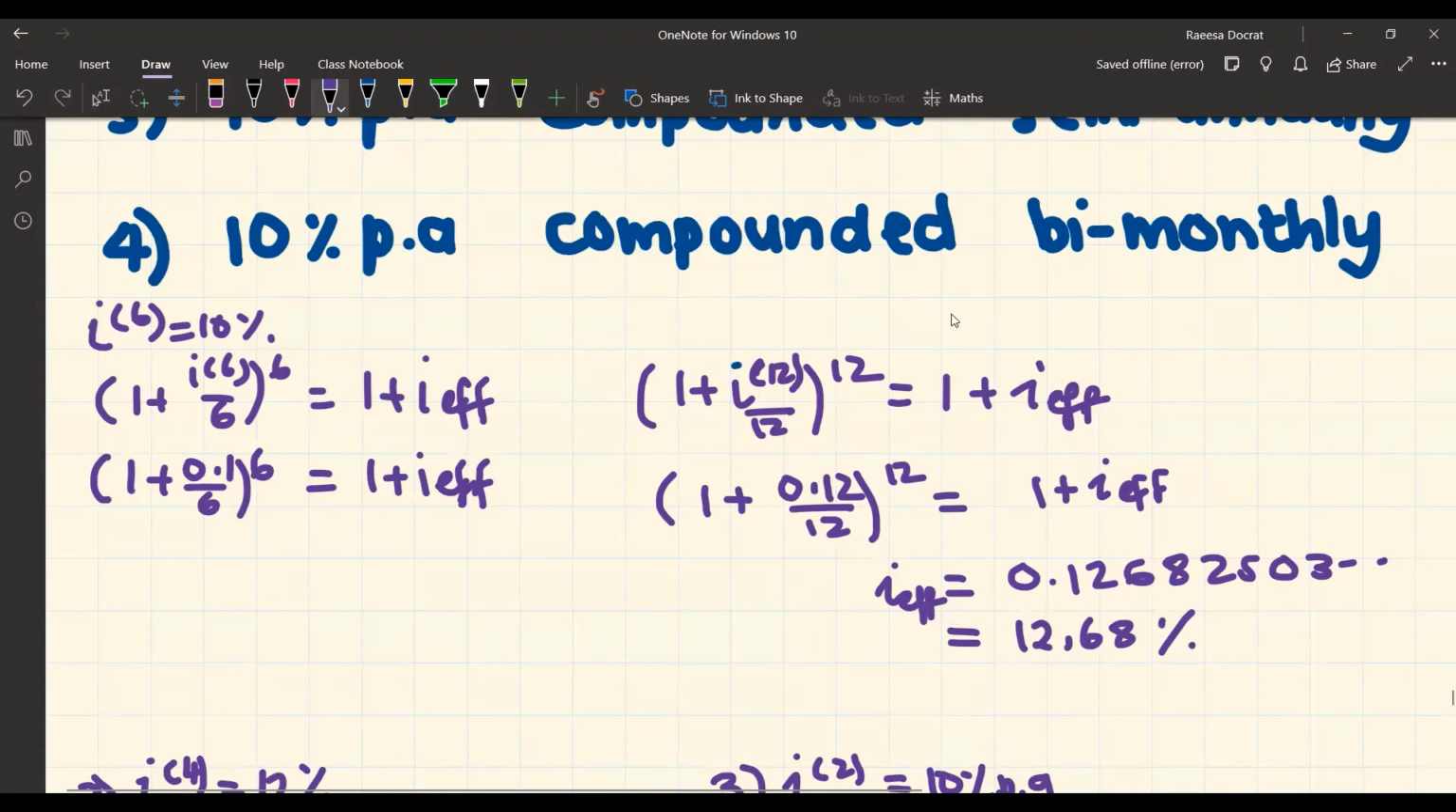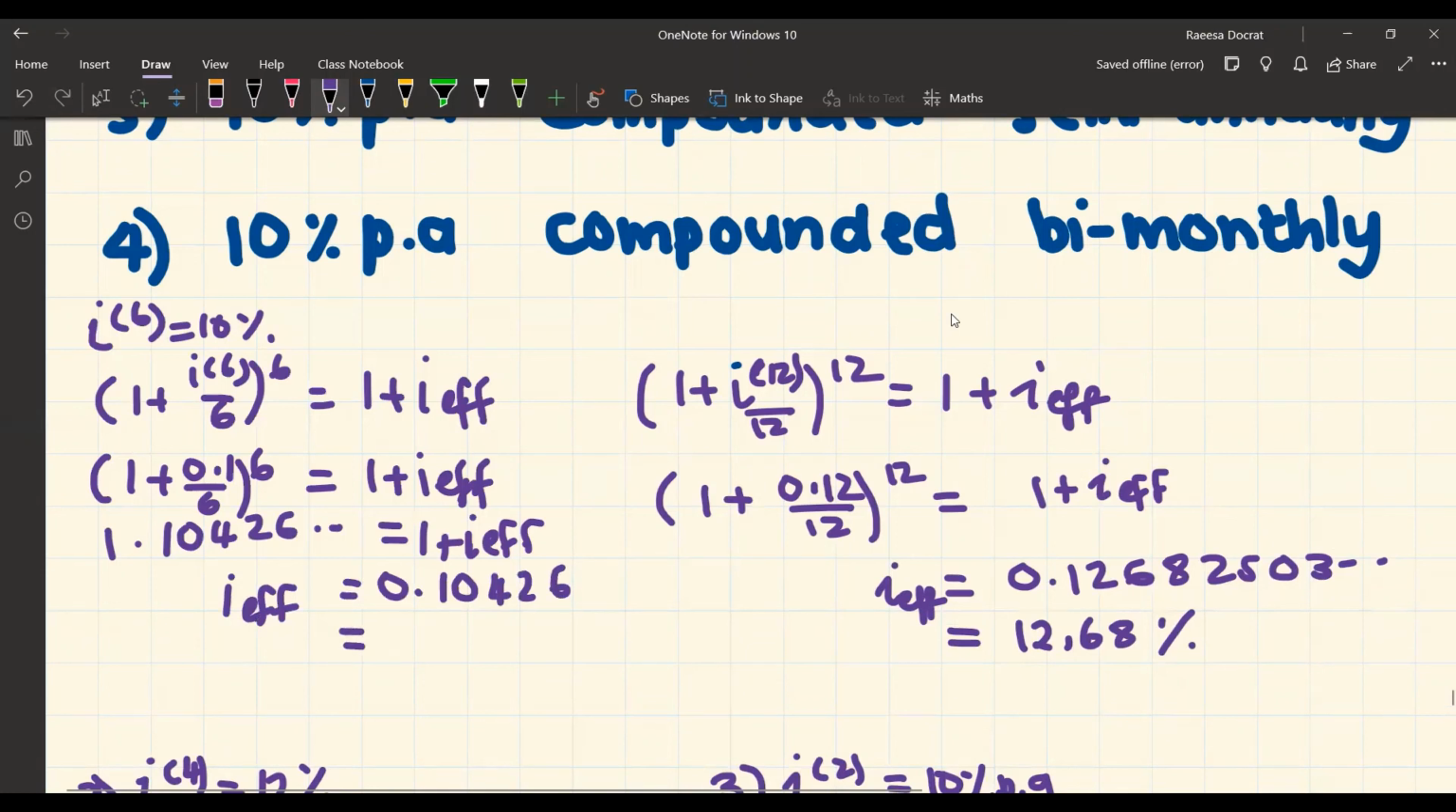Typing that into our calculator, (1 + 0.1/6)^6 is equal to 1.10426, and that's 1 plus i_effective. And finally, subtracting 1 on both sides, we get that the effective interest rate is 0.10426. Rounded off to 2 decimal places and written in percentage form, it's 10.43%.